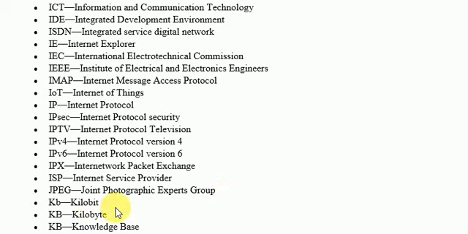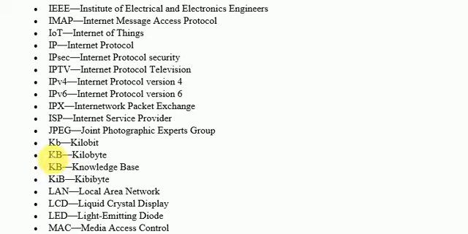Then Kb, it's a kilobit. Here the b is small and the B is capital. Small b means bit, and capital B means byte. The same applies for Mb, Gb, Tb. Then KB, kilobyte. Then KB, knowledge base. Then KiB, it's a kibibyte. KiB stands for kibibyte.